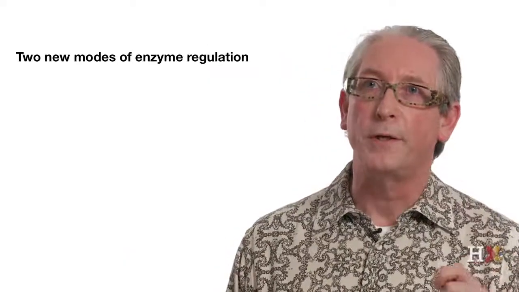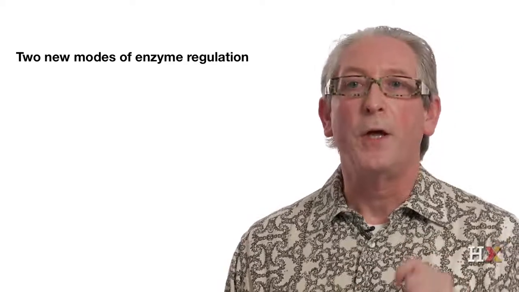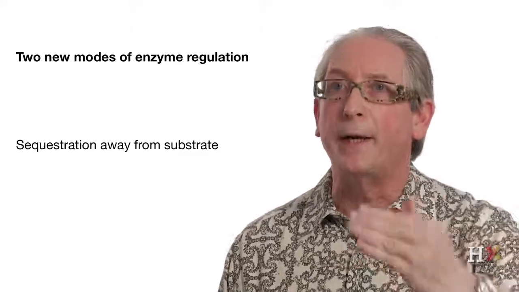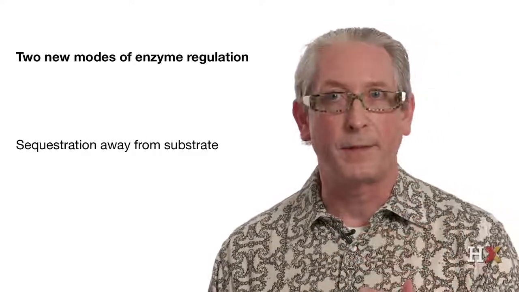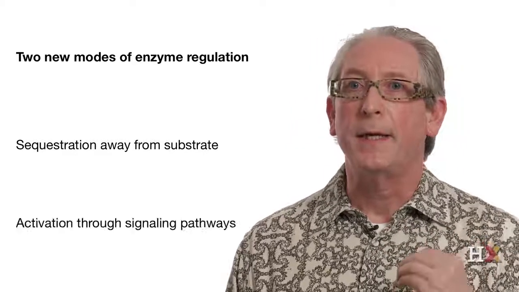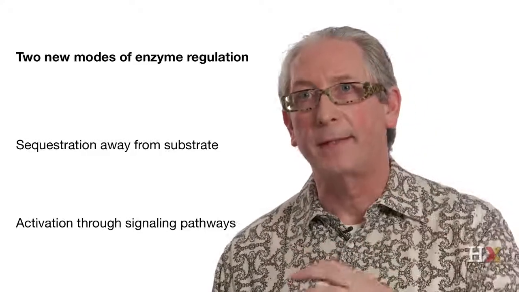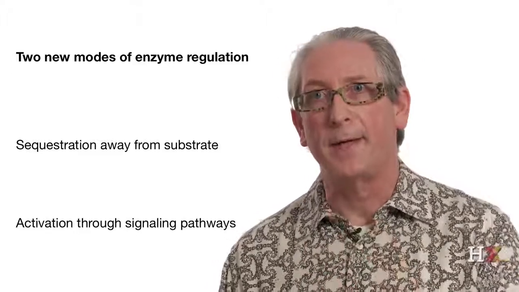So in conclusion, we have seen in this video two new modes of enzyme regulation. The first one is a regulation of the activity by sequestering enzymes away from their substrate. And the second is by having hormones that will act on cells, will activate a signaling pathway inside the cell, and this activation will lead to activation of enzymes. In the next video, we will discuss how lipids create both structural and functional boundaries around and within cells.